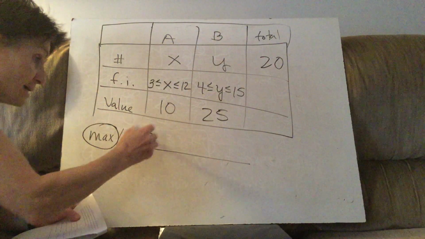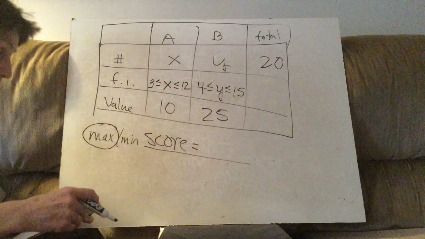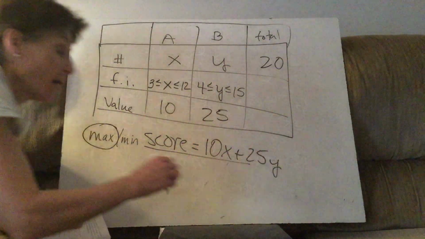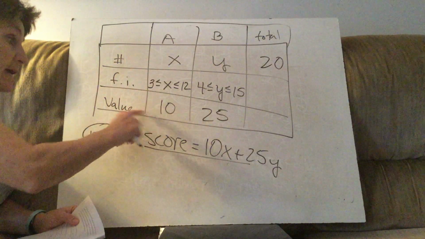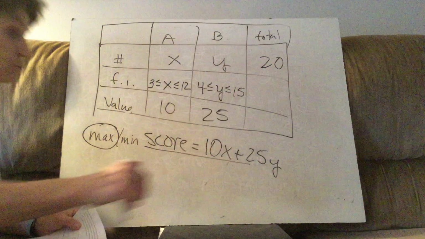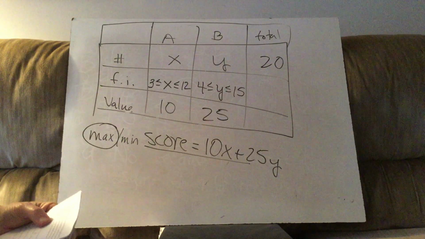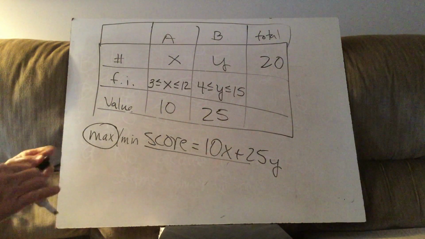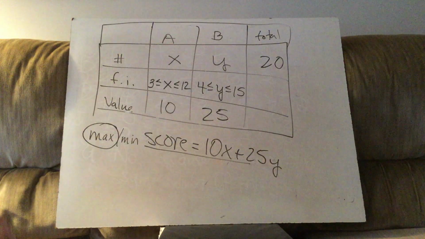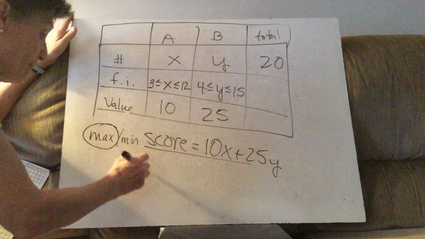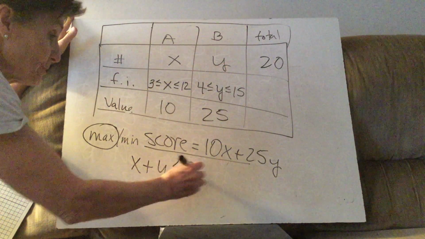We want to maximize our score, and your score will be calculated by 10x plus 25y, because every x is worth 10 and every y is worth 25. So now I got to figure out what my constraints are. In a minute, we're going to graph. What are we going to graph? Well, x plus y has to be less than or equal to 20.